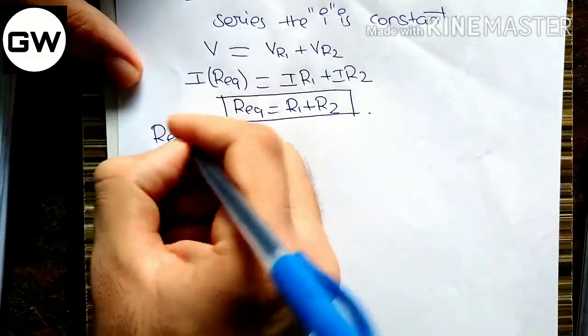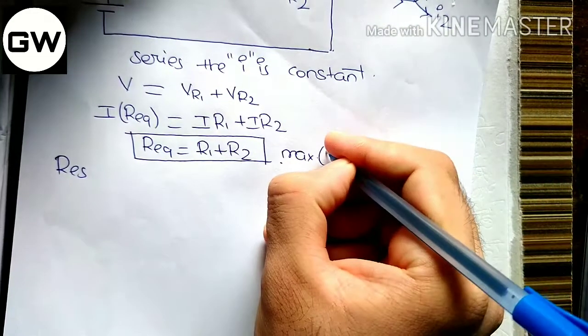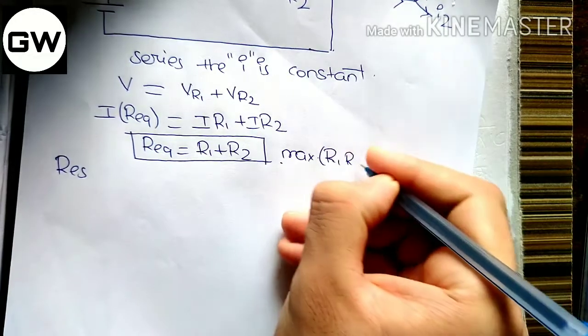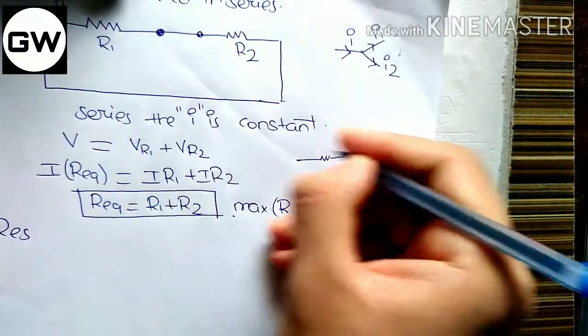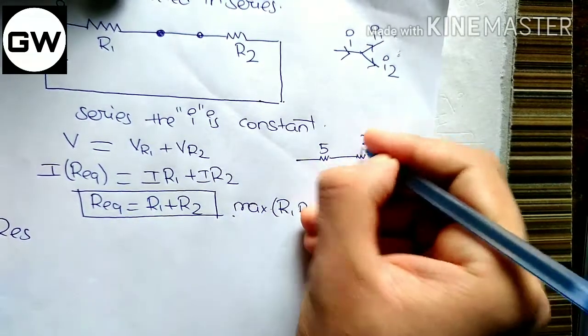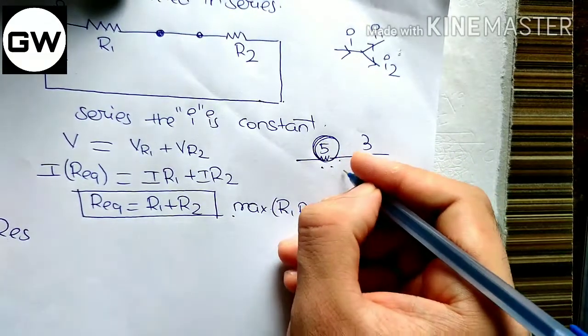Okay, now the value of R equivalent will be greater than the maximum of R1 and R2. What I mean to say is, if you have resistors 5 and 3, R equivalent will be greater than 5 always.